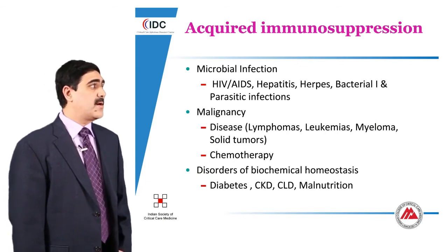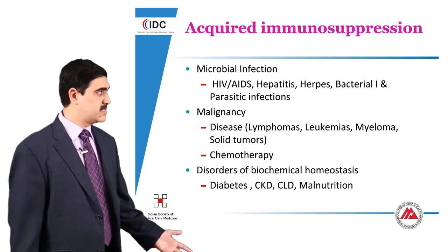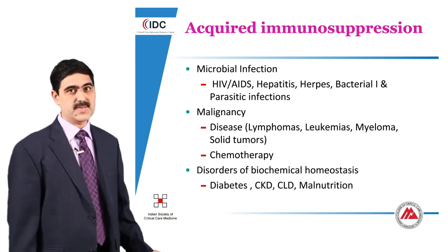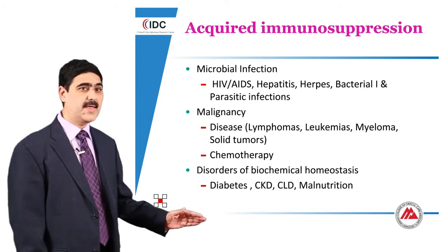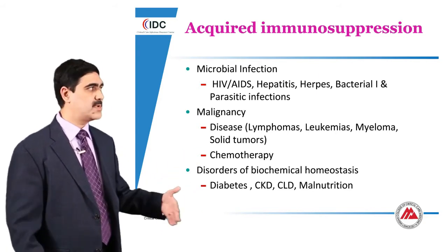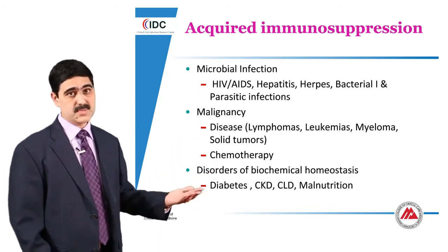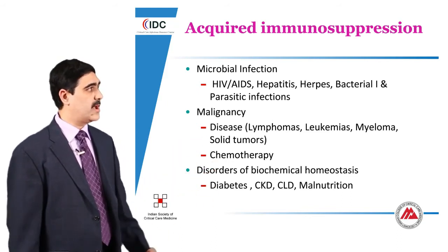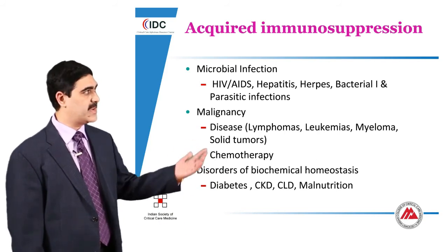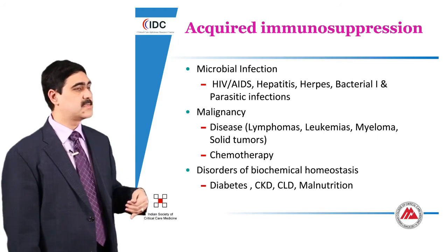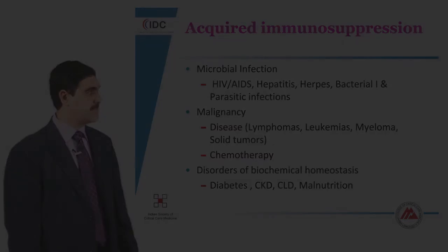Now, the more important chronic diseases that we all deal with are disorders of biochemical homeostasis. Although it sounds fancy, I mean any disorders in metabolism or changes in our body, which could include diabetes, which is rampant in our country. We are one of the capitals in the world, the diabetic capital in the world. Chronic kidney disease, chronic liver disease, any state of malnutrition.